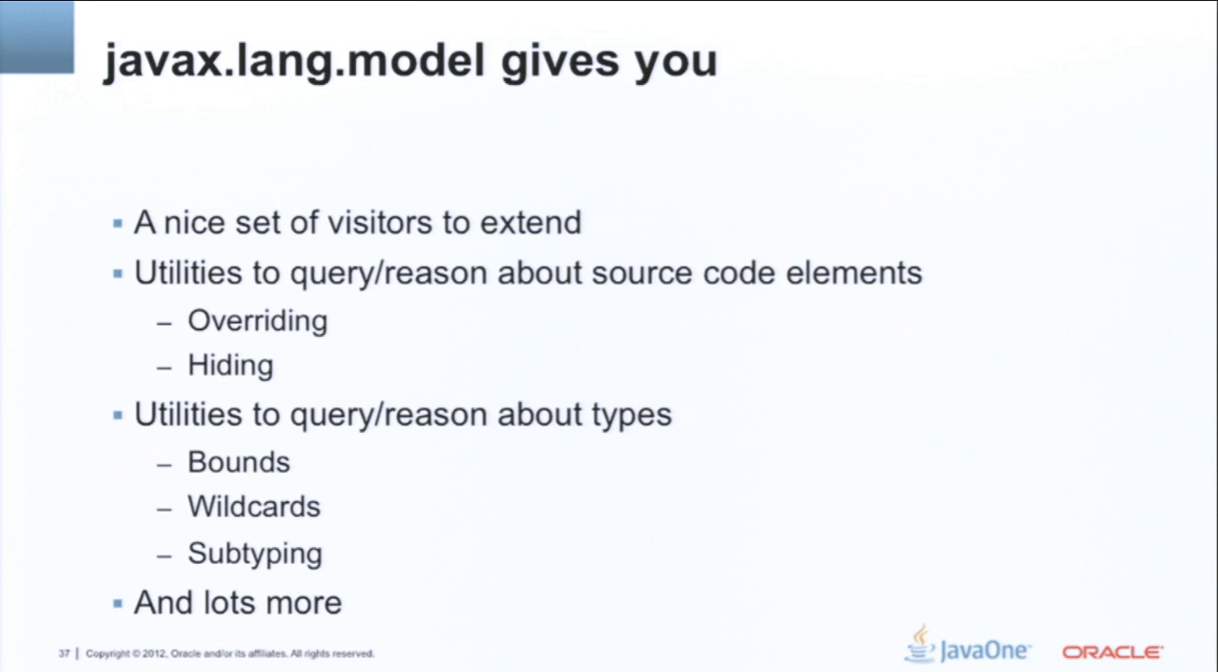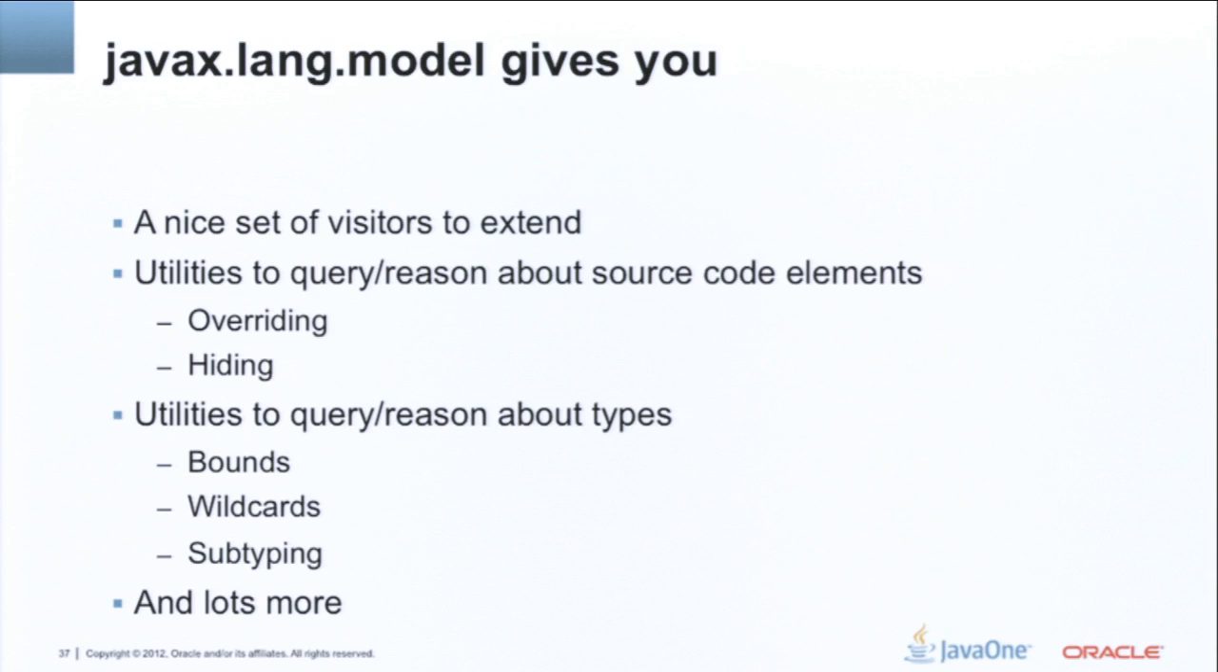There are a bunch of utilities to reason about or query about source code and types. For example, overriding, which turns out to be surprisingly tricky at runtime. If you're a VM, for the VM it's quite simple. But if you're looking at bytecode, trying to figure out if something overrides something is actually quite hard. And you can query about hiding, for example.